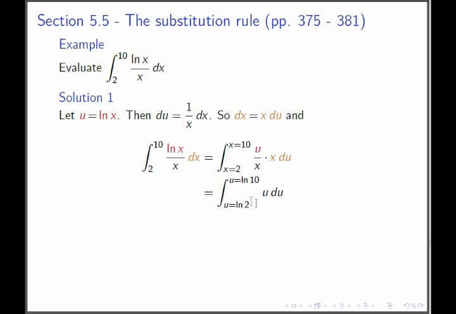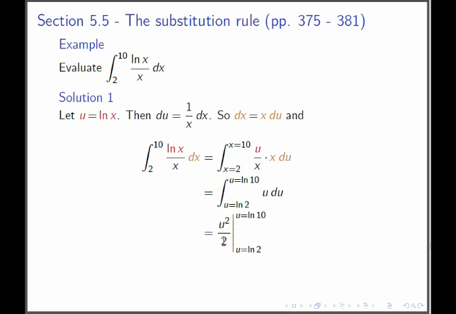Okay, and the next step, I can go ahead and replace these ranges for x with ones for u. So if x equals 2, then u equals natural log of 2 using our substitution. And if x equals 10, then u equals natural log of 10. Okay, at this stage, however, this second line, it's not necessary to write u equals because there aren't any x's appearing in the integrand. Here it just says u du, and so it's understood that these limits are values of u, not x.